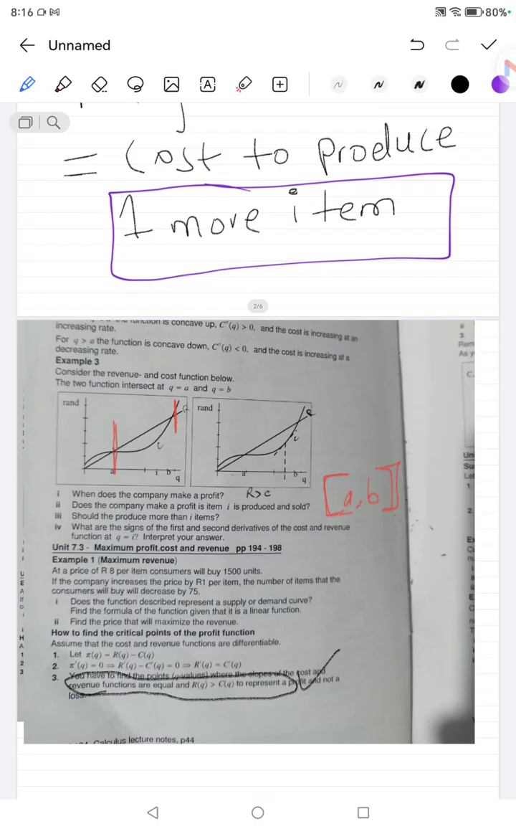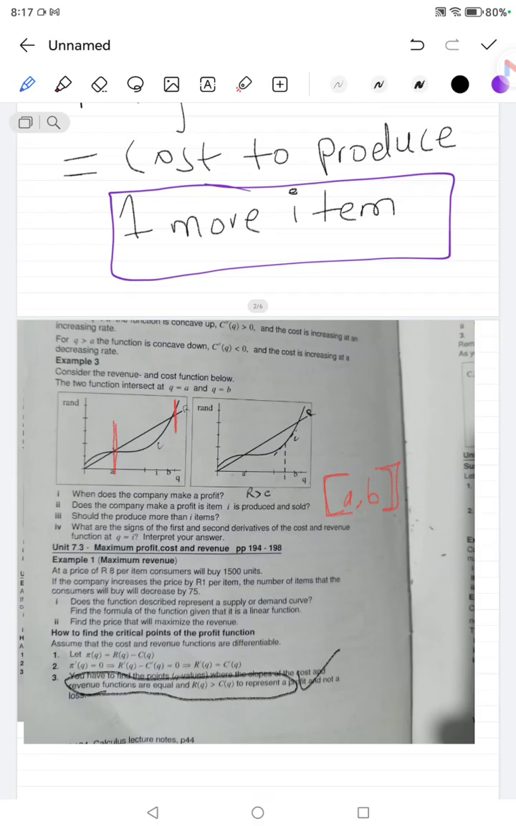Then we'll say, let me see. Oh, they ask, does the company make a profit? Then we'll say, yes, it does make a profit, as you've highlighted, in the region A to B. Then, should the company produce more than I items? How do I check this one? Should the company, the revenue is greater than cost, which means they're already making a profit.